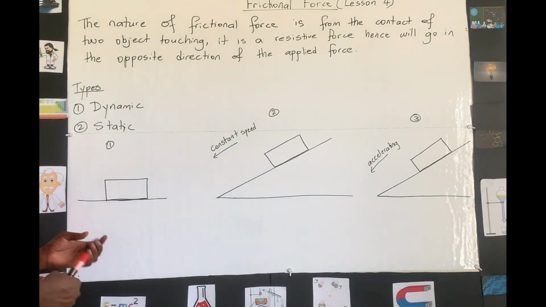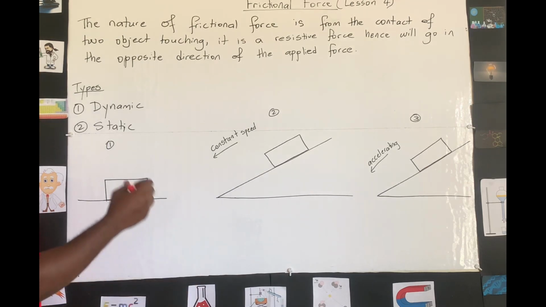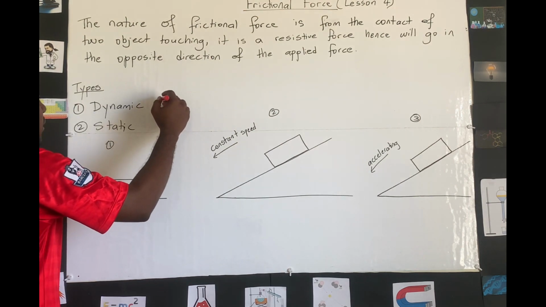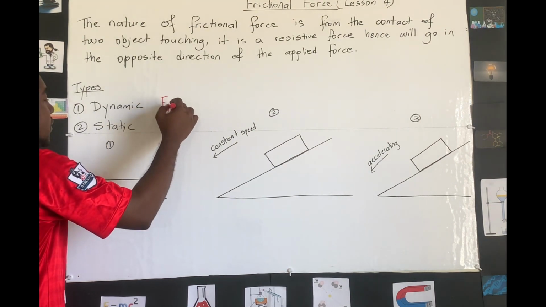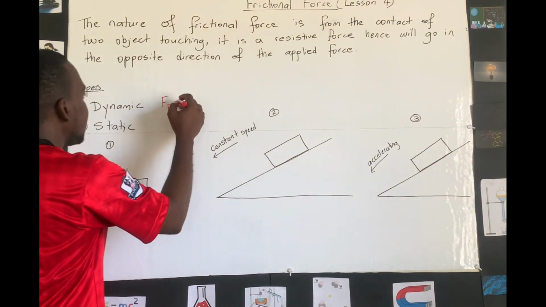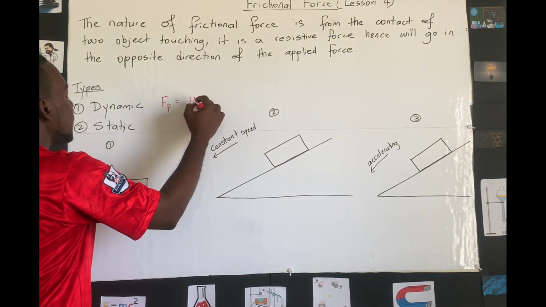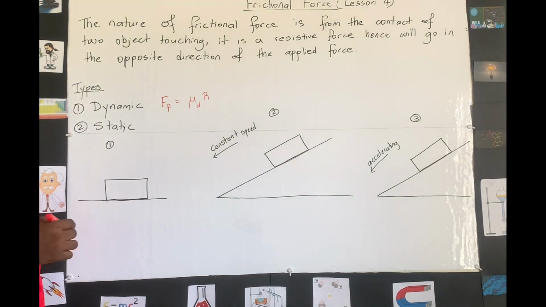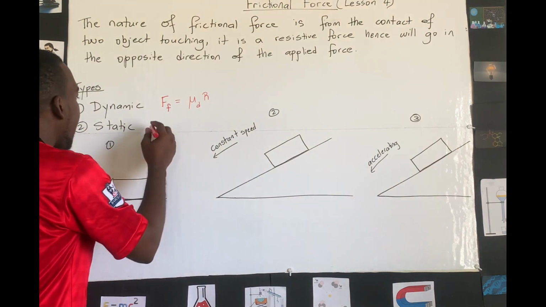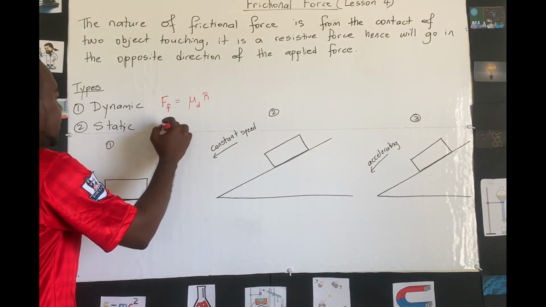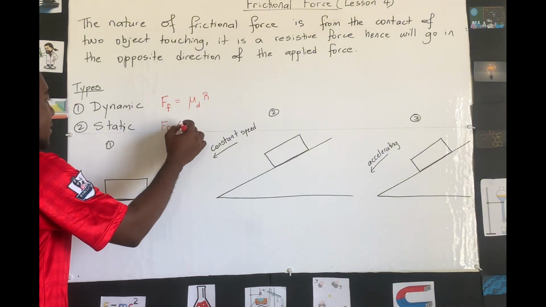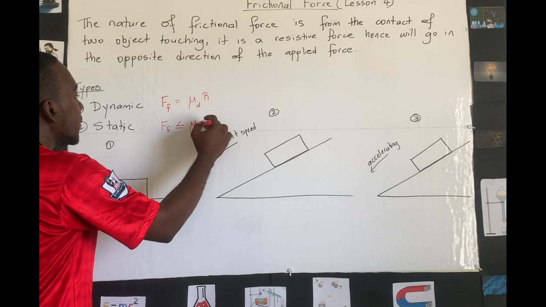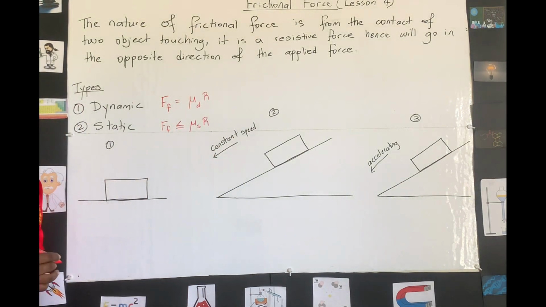So in that said, we have two equations or two relationships that we use. For dynamic frictional force, we say that the frictional force of dynamic friction is equal to the coefficient of dynamic friction times R, which is your normal force, right? And for the static, it's more of a relationship that says the frictional force is less than or equal to the product of your static coefficient of friction times your normal force.